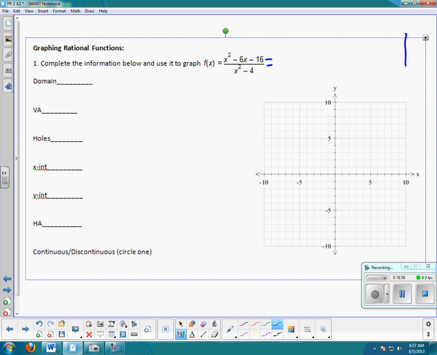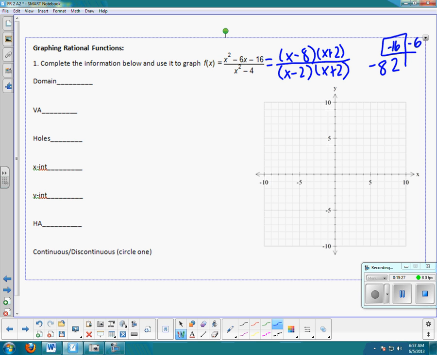So at the top we have a trinomial. We want two numbers that multiply to negative 16 and add up to negative 6. And if you think back, you can make negative 16 with 8 times 2. One of them has to be negative, and in this case, it's the 8. So that would be x minus 8 and x plus 2. And on the bottom, it's a difference of squares, x minus 2, x plus 2.